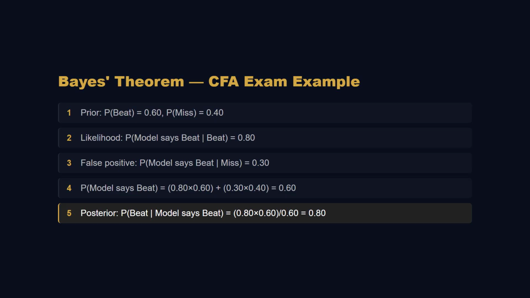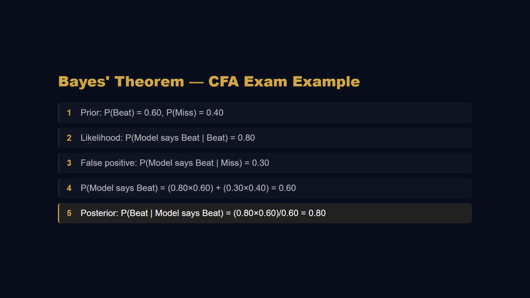Step 1. Define the events. B is the company beats. A is the model predicts a beat. Step 2. List what you know. P of B, the prior, is 0.6. P of A given B, the likelihood, is 0.8. P of miss is 0.4. P of A given miss is 0.3.